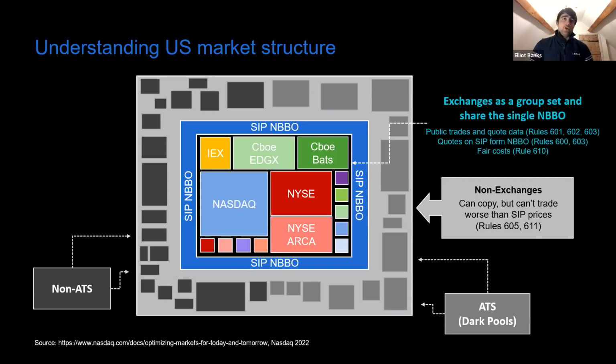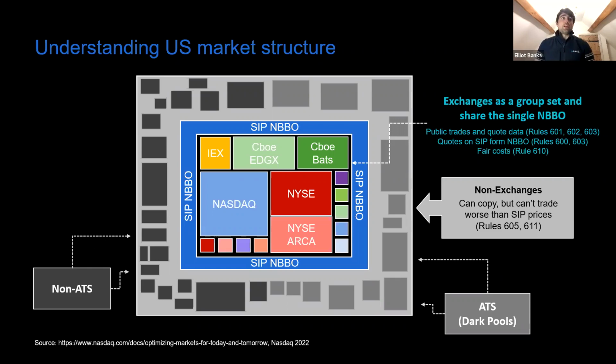On top of that, we've got the non-exchanges. Now, these have certain regulations around their trading based on the NBBO, the National Best Bid and Offer. And there's sort of two flavors. There's the dark pools, which are called ATSs, and then there's the non-ATSs, which is what you'd think of as traditional over-the-counter trading, two people coming together to make a trade and then having to report that ultimately to the SIP. So that is a structure in the US.